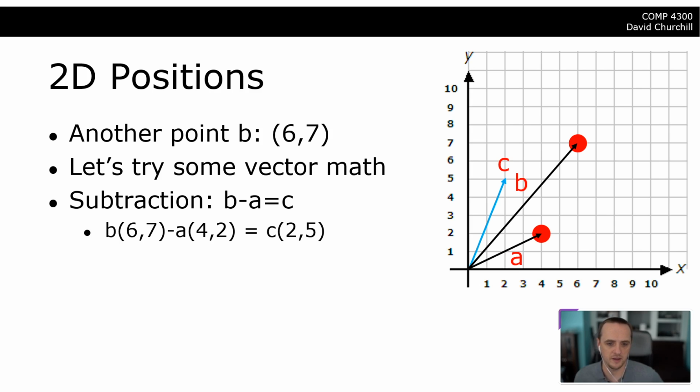So let's try some vector math, okay? If we subtract b minus a, we get another vector c. If point B up here is at 6, 7, and a is at 4, 2, then the resulting subtraction of two vectors is their component-wise subtraction. So we take the 6, subtract the 4, we get 2. We take the 7, subtract the 2, we get 5. And so the resulting vector c is 2 in the x direction and 5 in the y direction.